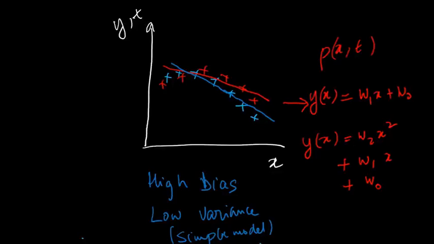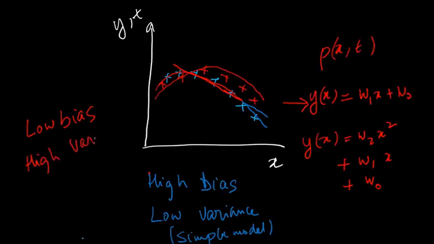On the other hand, if I use the second model, which is the parabola model, then let me get rid of this line, I might be able to come very close to the blue points, and it's possible that for the red points I'll be able to come very close too. Okay, much closer to the red points. So in that case what I will have is low bias, but high variance. So this is for a complex model.